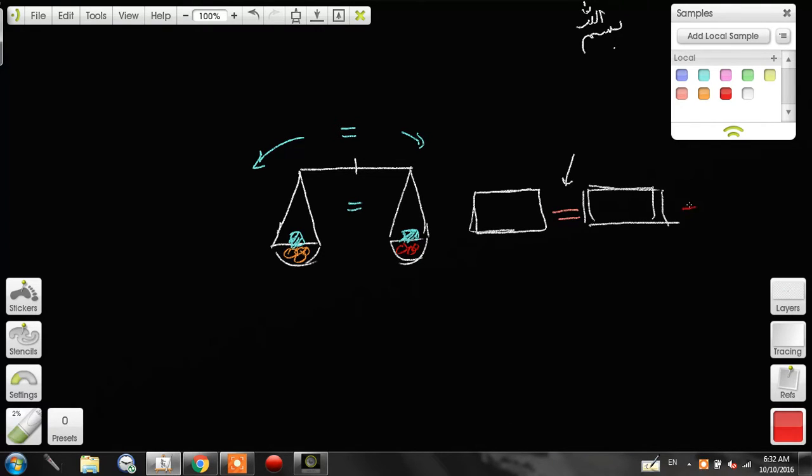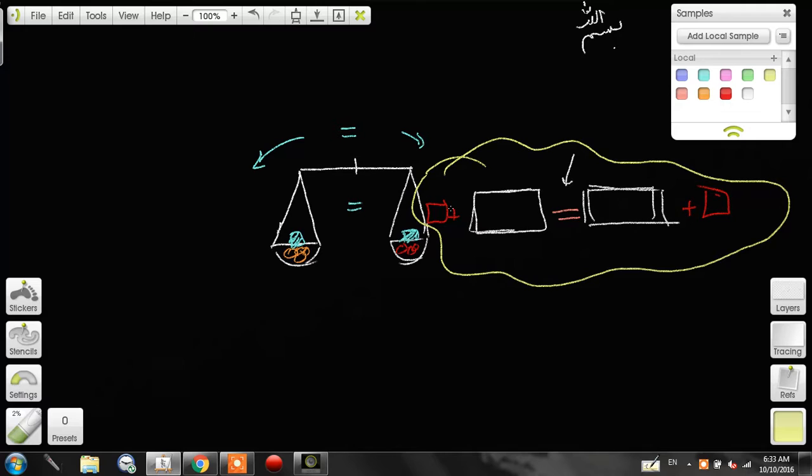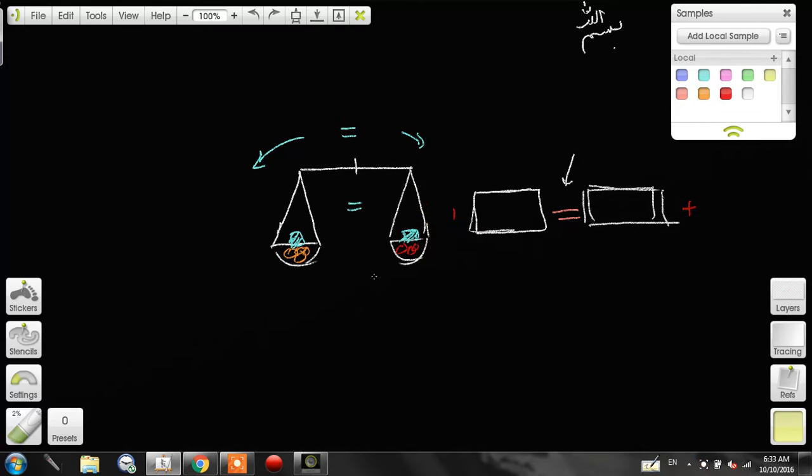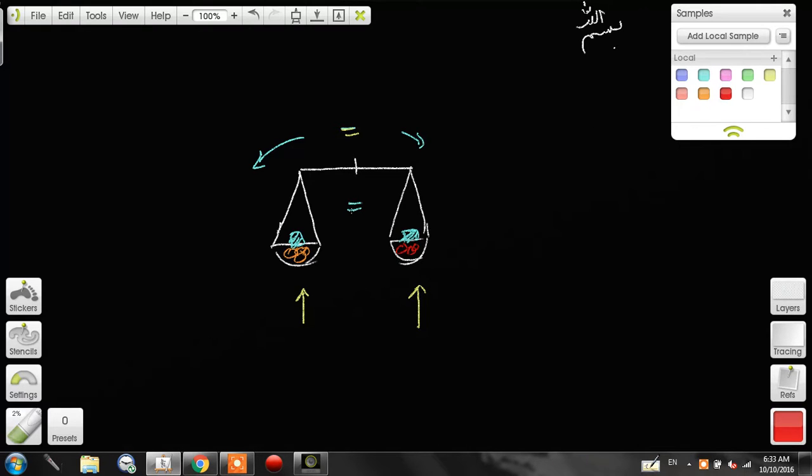If you add something to this side, you must add the same thing to this side, to maintain that expression of equality, okay? If you subtract something from this side, you must subtract the same thing from this side. So whatever you do to one side, you must also do to the other side to maintain this equality. And that's the basic concept of an equation.